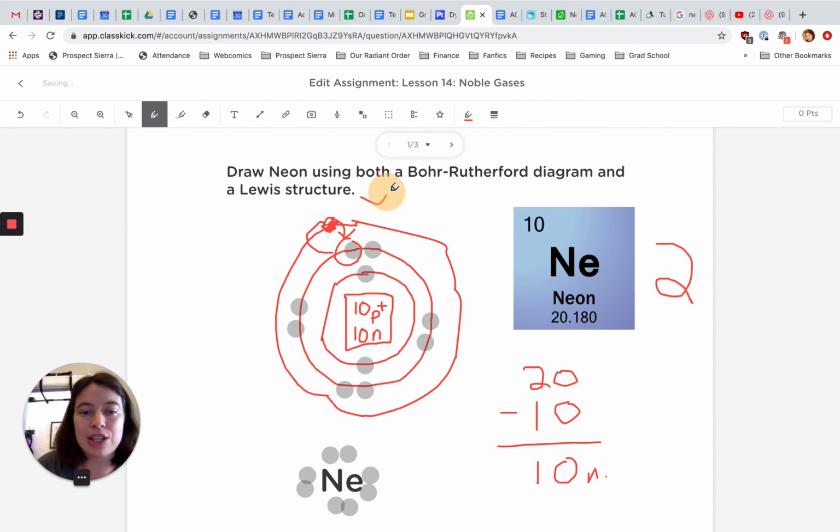And as it does so, it's going to be releasing light, and that light is going to be shining off in different colors. And that's everything you need to know about the noble gases.